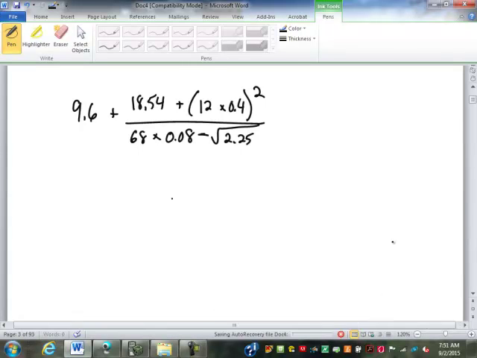Let's take a peek, see how you did. Where are we going to start on this one? Yeah, we have our fraction bar, which is our first enclosing symbol. So we're going to start on the top of that in the parentheses. 12 times 0.4 is 4.8. Now on top, next we have the squared, which will be 4.8 squared will be 23.04. And now 18.54 plus 23.04 is 41.58.